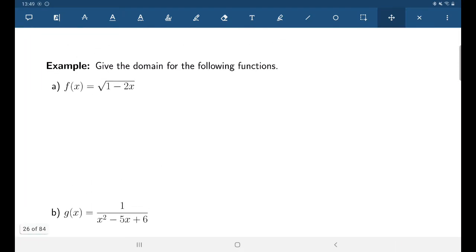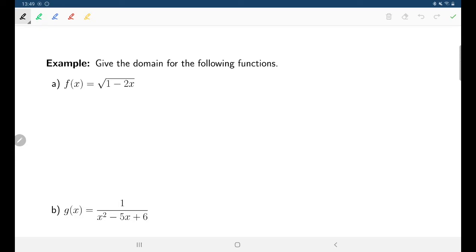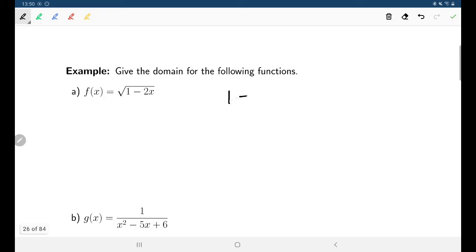So for this first one, we want to give the domain for f of x, where f of x is root of 1 minus 2x. And the one thing that we do know here is that for a square root to give us a real number as an output, what's inside cannot be negative. 1 minus 2x, if that were ever negative, then root of that would not be a real number. So we know then that 1 minus 2x should be 0 or larger. In other words, it needs to be greater than or equal to 0.